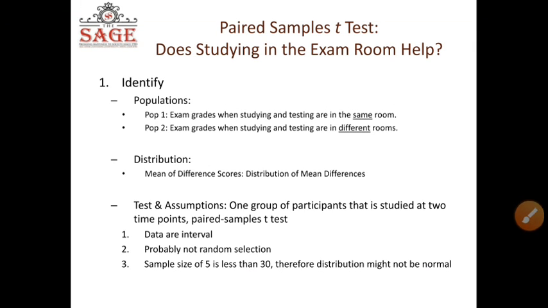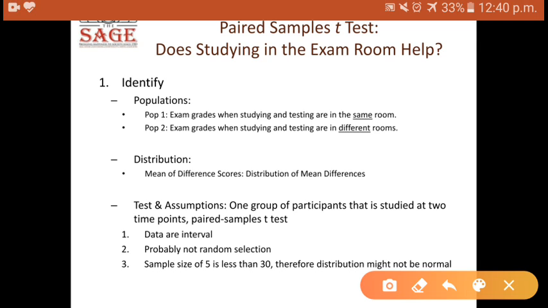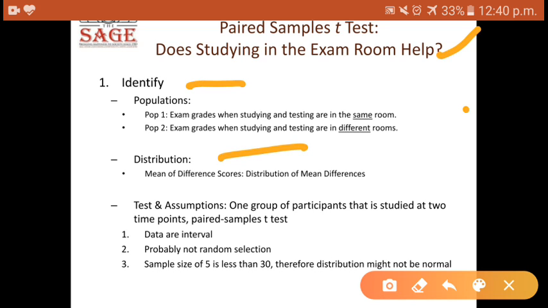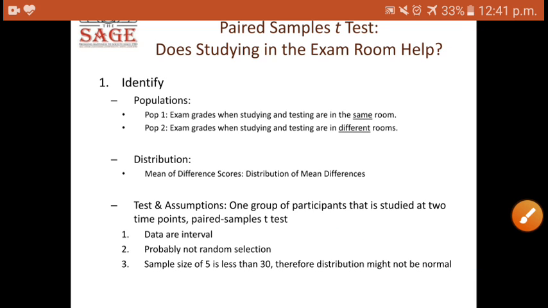Paired sample t-test, again wearing the old hat. Does studying in the exam room help? This is the problem which we are doing over here. So what we do is we identify, then after identifying, the distribution identification is different, and the test and assumption are different. So in the population, which are the different populations in this? Exam grades when studying and testing are in the same room. Population two, exam grades when studying and testing are in a different room. So the distribution is the mean of difference scores, the distribution of mean differences.